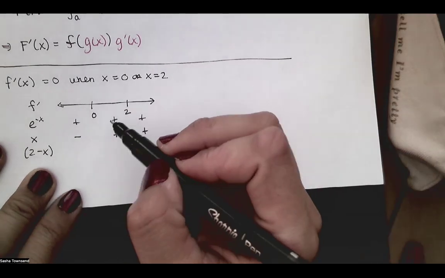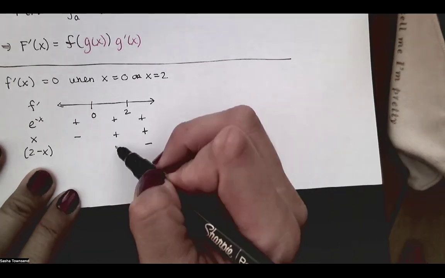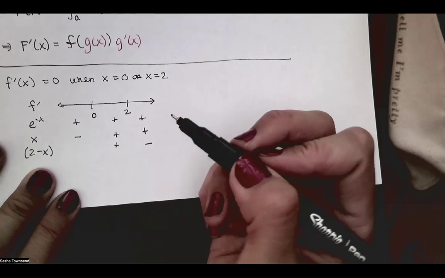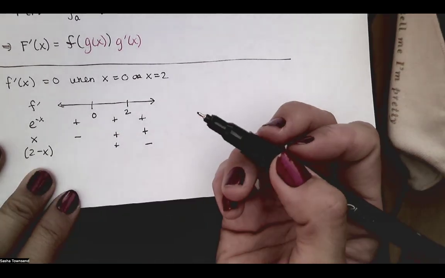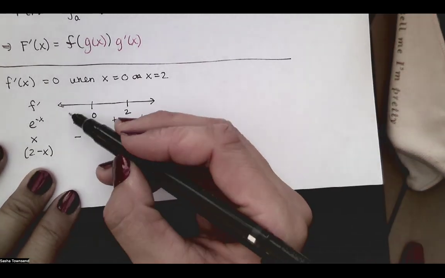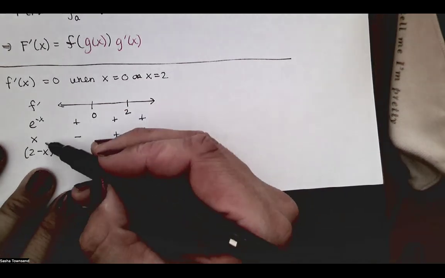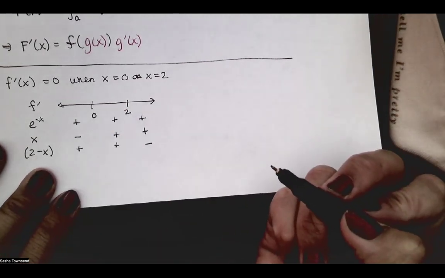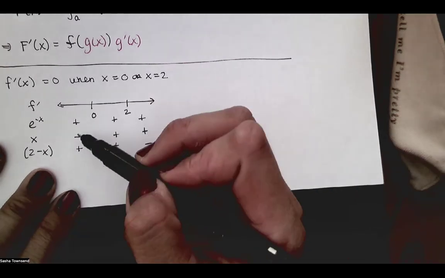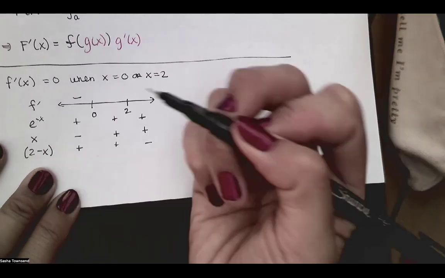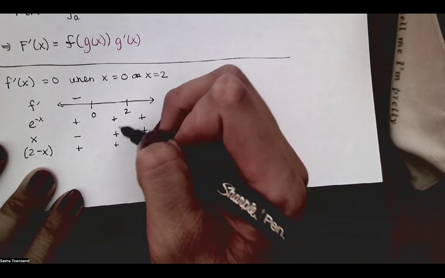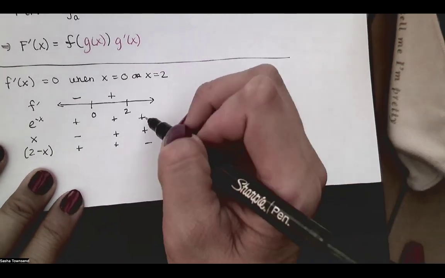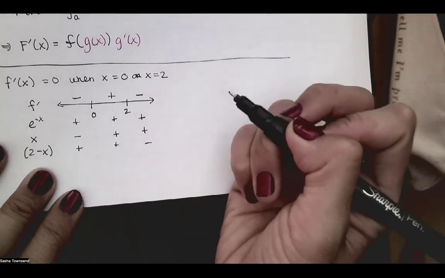And then 2 minus a number between 0 and 2 is positive. You can just pick a test value, x equals 1, 2 minus 1 is 1, which is positive. And then here, if we're subtracting a negative, that's the same as adding. So we're going to have 2 plus a positive number, which is positive. So f prime is a positive times a positive, which is negative here. Then it's a positive times a positive times a positive, which is positive. And then a positive times a negative, which is negative.